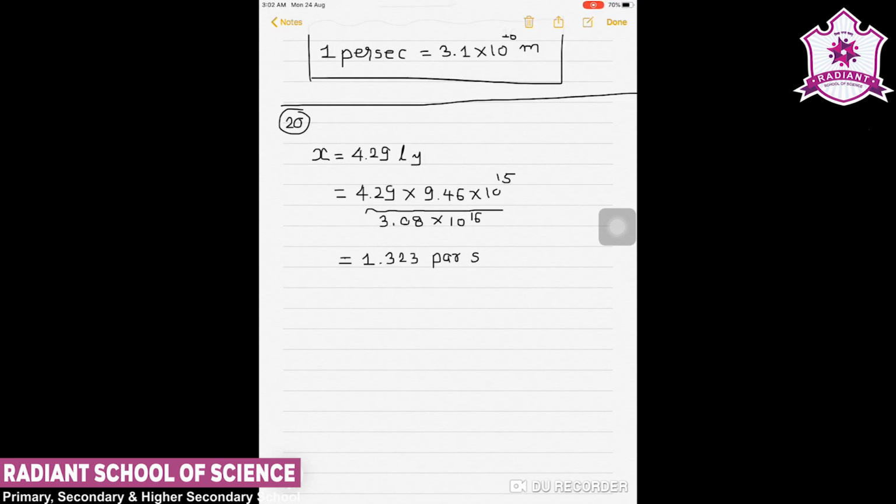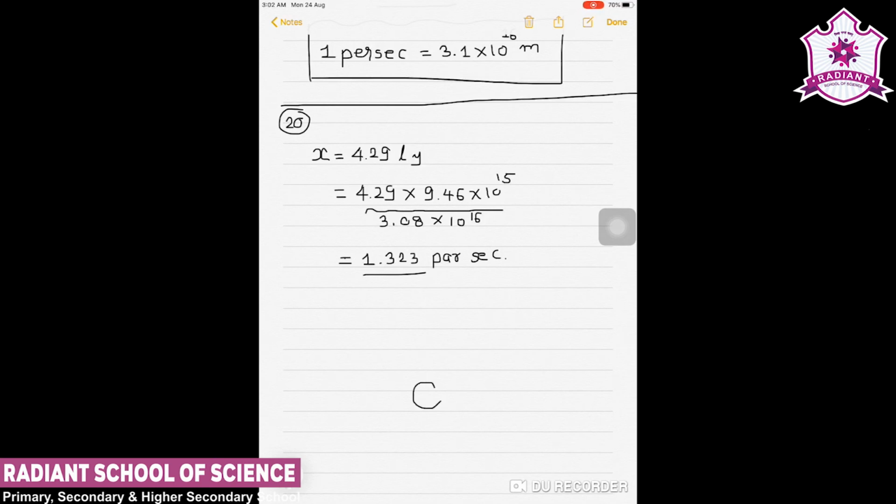So this is the first answer. Now they have asked us that if it is viewed 6 months apart in that solar system, then obviously in the 6th month we can say that the distance would be like this.